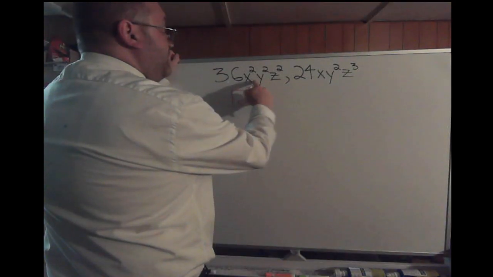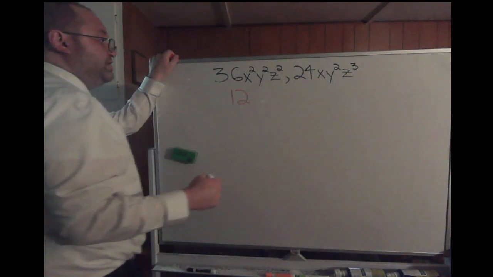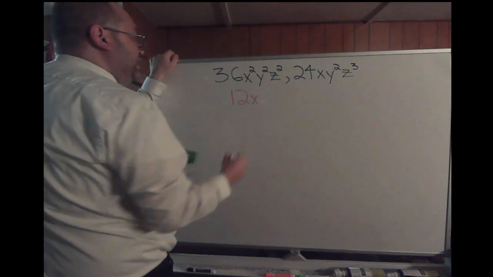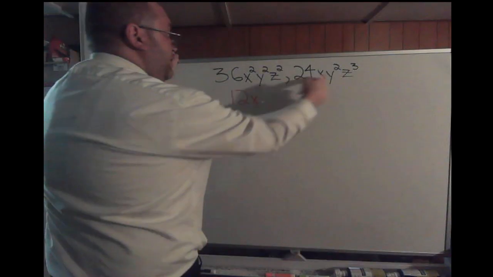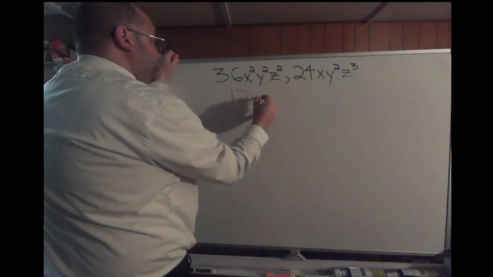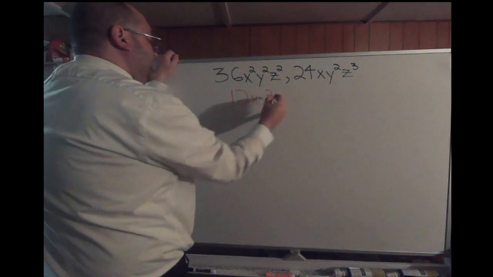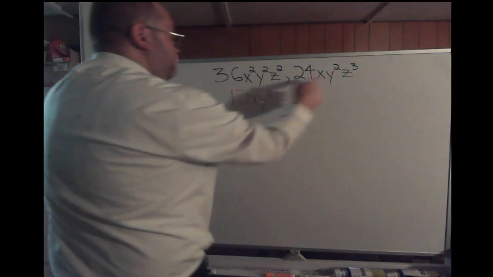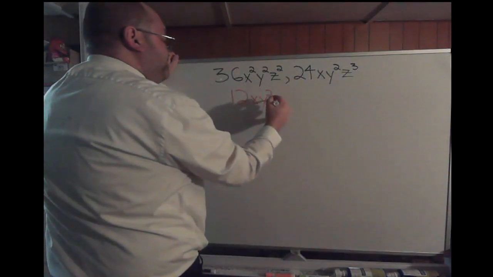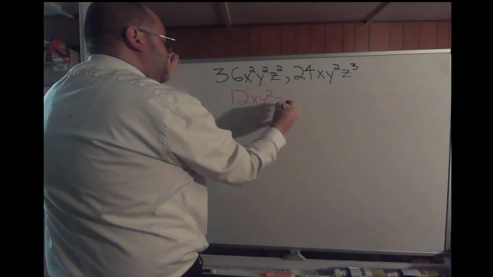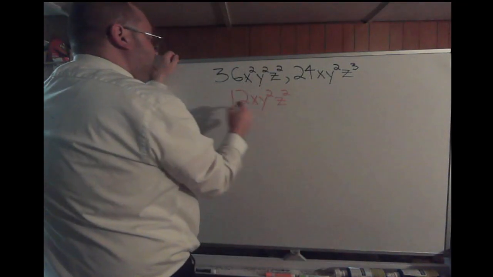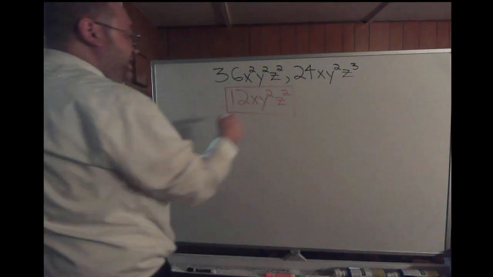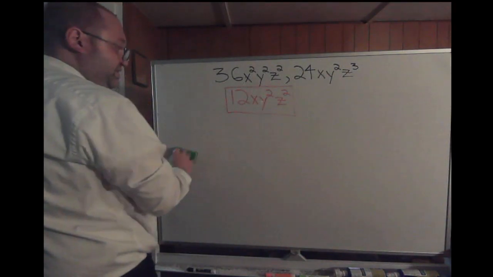Now between x squared and x, what's your greatest common factor? Your x to the first is your lower power, so that's your greatest common factor, would be x. Then you got your y squared and y squared. Well, they both have the same power, so y squared would be your greatest common factor. Then between z squared and z cubed, well, the z squared is your lower power, so that would be your greatest common factor of z squared and z cubed. So the answer to this would be your greatest common factor is 12xy squared z squared.